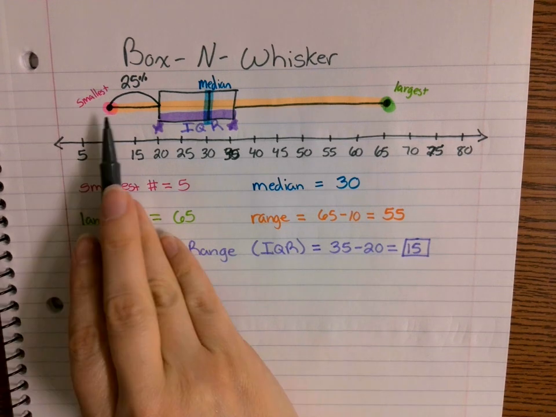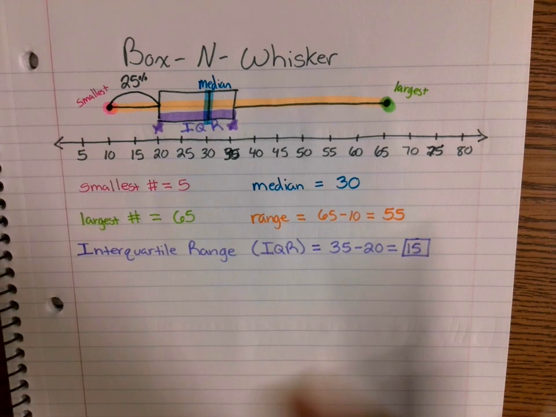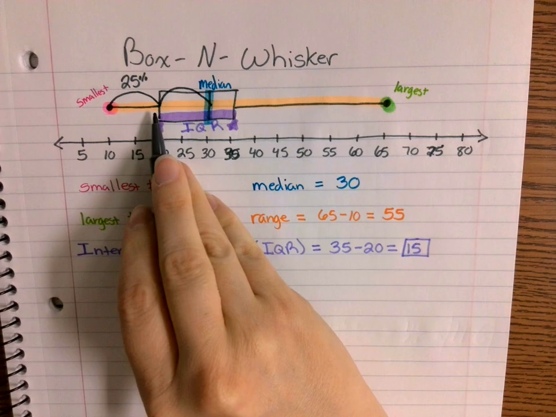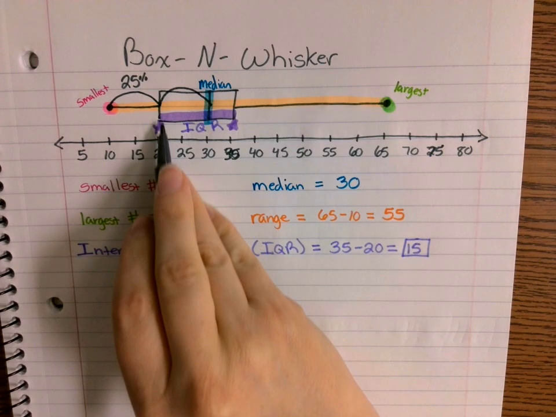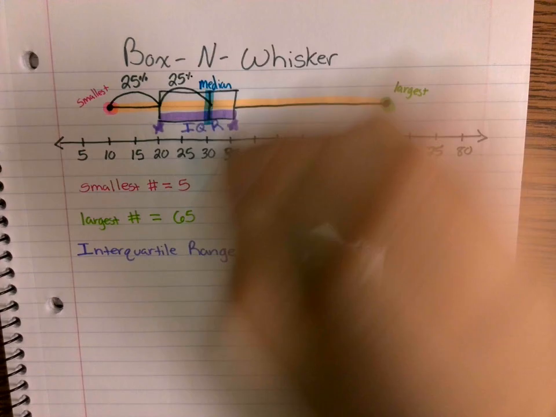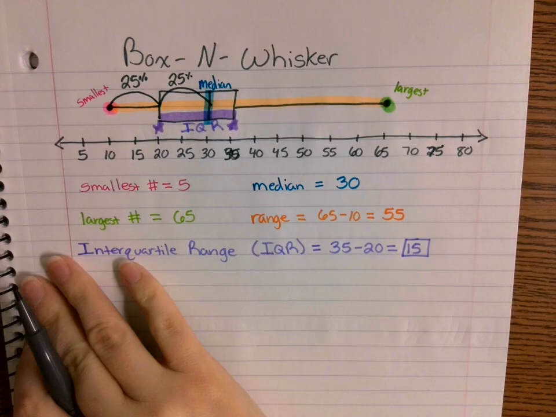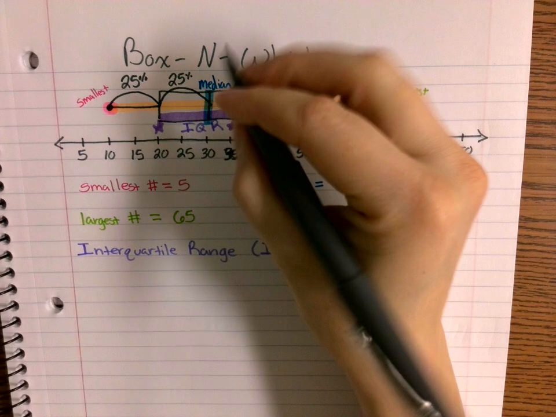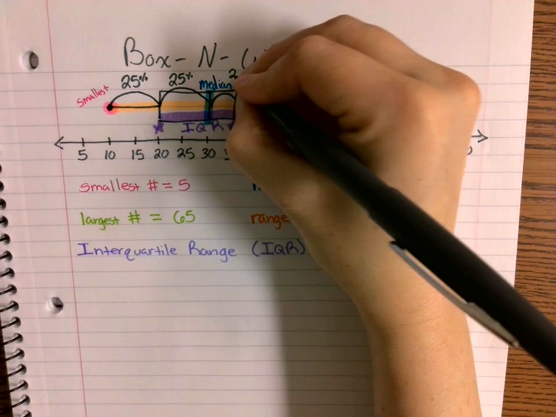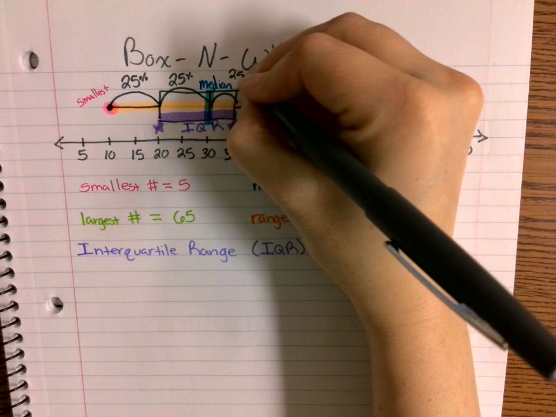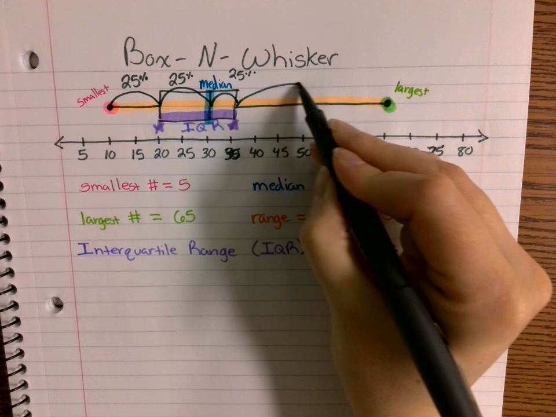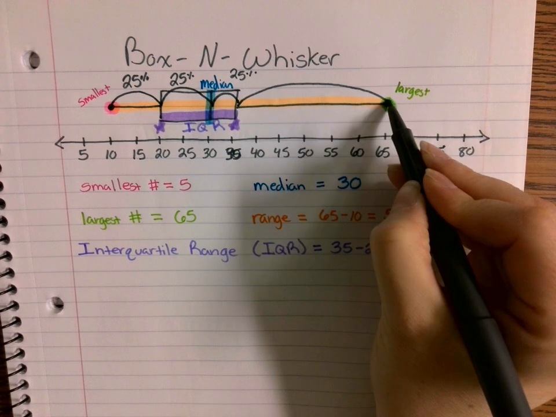The next 25% is between the start of my box and my median. That's the next 25%. The next 25% is going to be from my median to the end of my box. That's also 25%. And then the last 25% is from the end of my box all the way to the largest part of my data set.